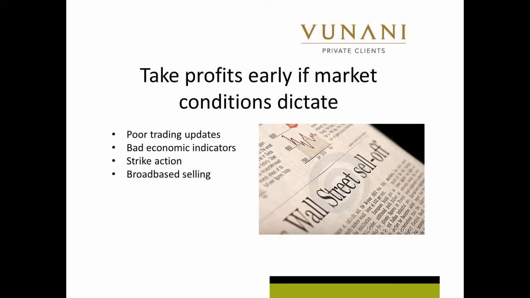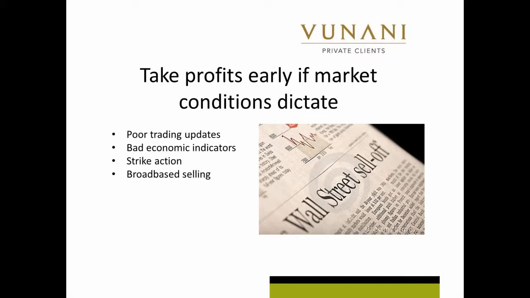Okay, guys, taking profits early if market conditions dictate doesn't mean panic in a Wall Street sell-off. Last week, our market wiped off about 3,000 points. Long-term investors should not be scared of little corrections like this because we're in it for the long haul, and our market averages about 16% per year that it goes up. And that includes the crash of 2008, 2009. So we do need to cut out the noise and not be scared of little corrections.